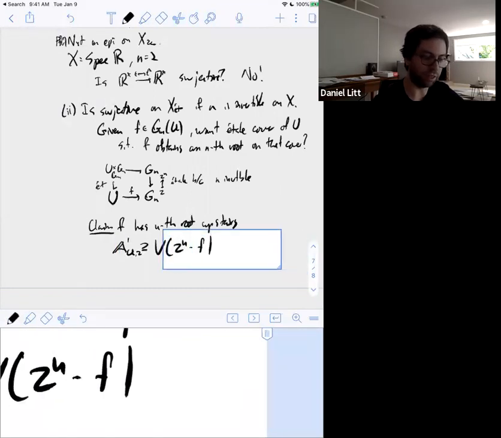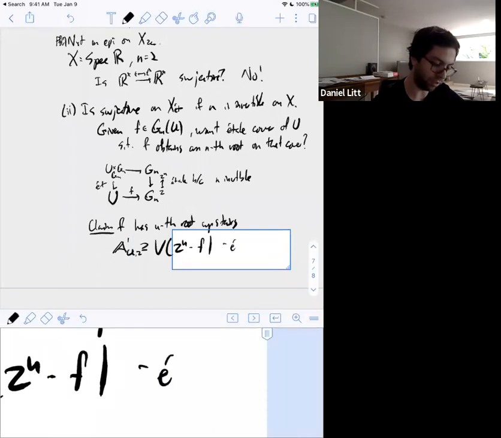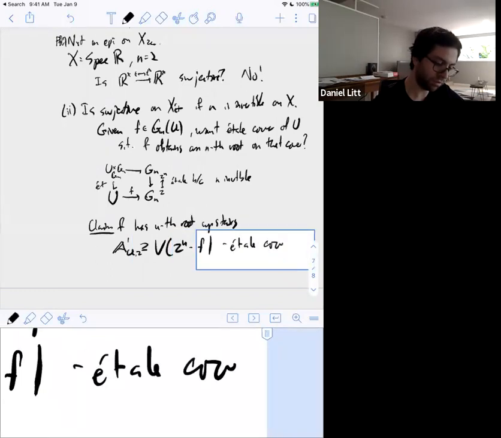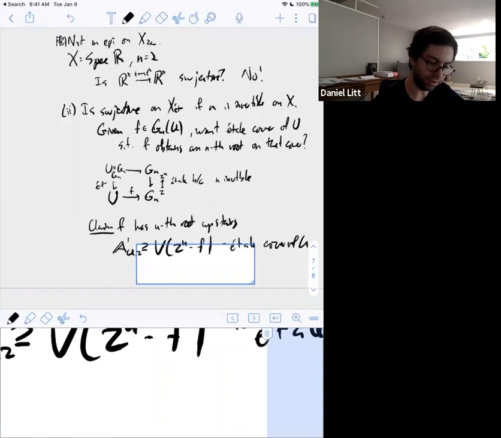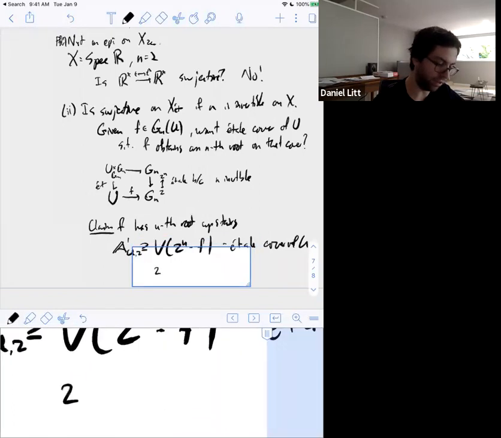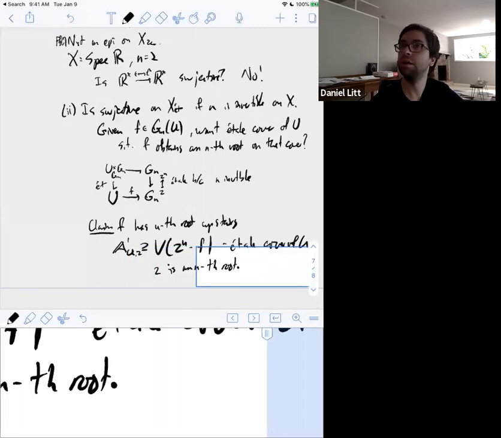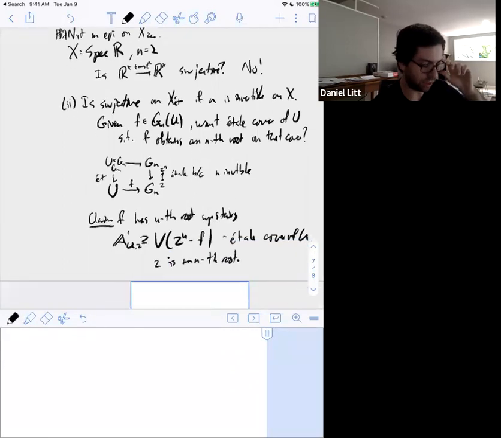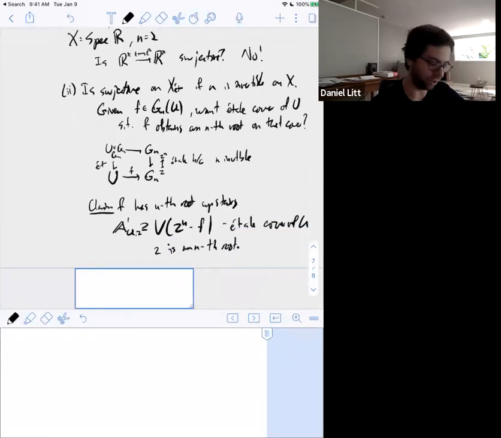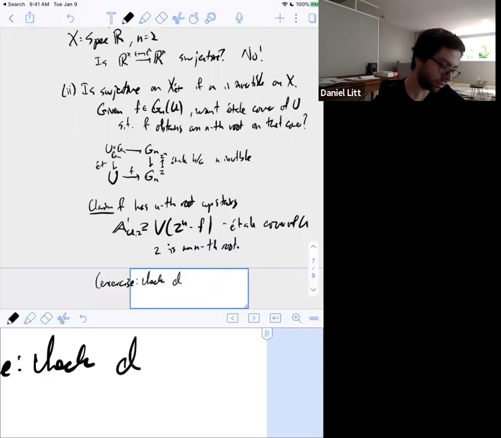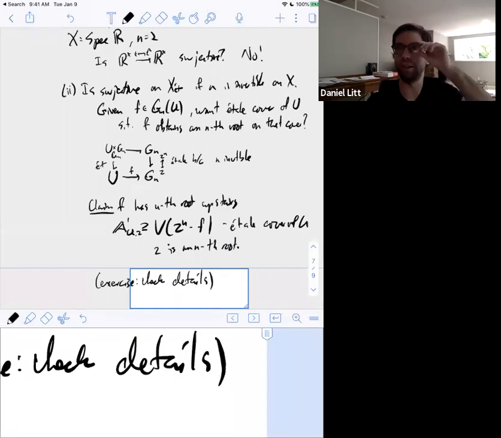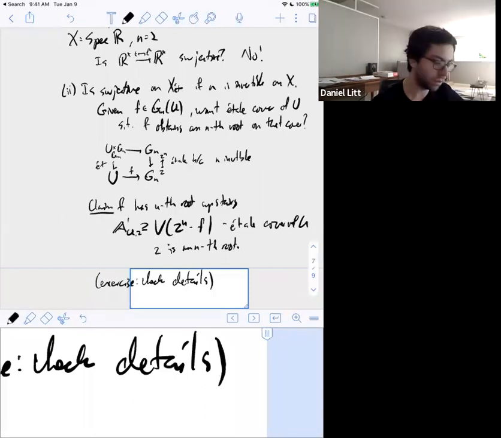Okay, so this is going to be an Étale cover of U. So this is, again, an Étale cover of U. It's actually the same one. And Z is now an nth root. Okay. So that's the proof, and you should convince yourself that this implies it. So the exercise is to check the details. Check that this argument does in fact imply that this map of sheaves is an epimorphism in the category of sheaves.